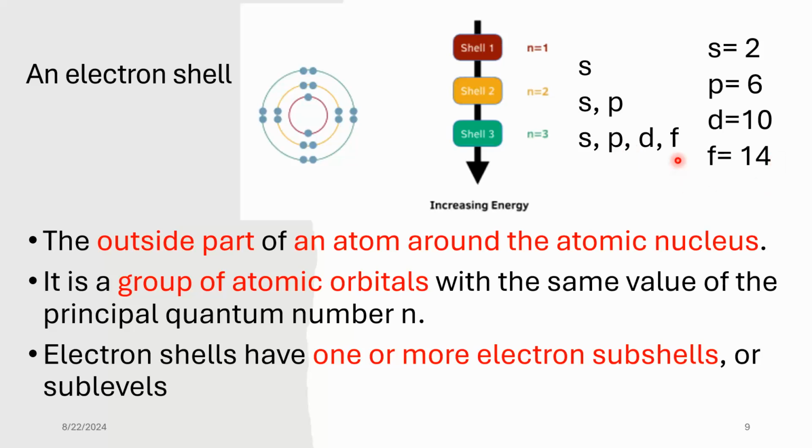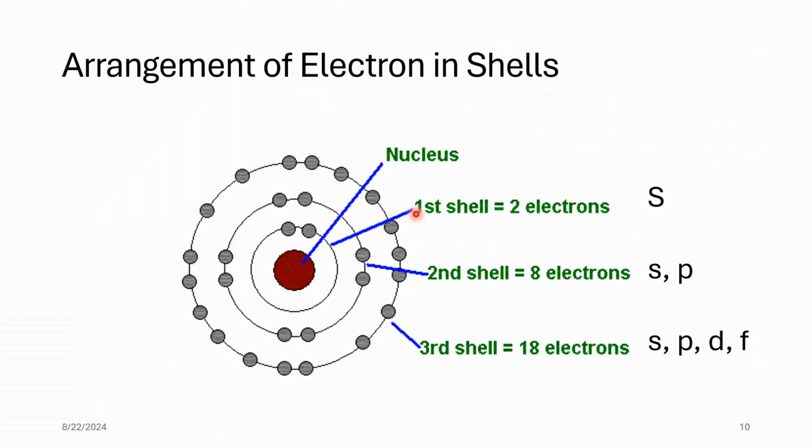So if we see here, shell 1 would have minimum energy, then shell 2 would have more energy than shell 1, and then shell 3 would have higher energy as compared to shell 2. So with an increased number of shells, we would have an increased number of orbitals, an increased number of electrons in those orbitals, and an increased amount of energy in that shell. As we can see, this diagram shows how the shell number relates to the orbitals and the number of electrons.